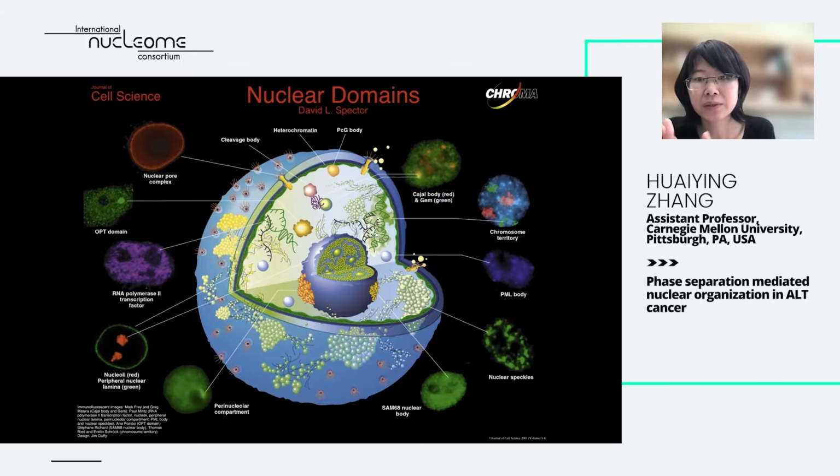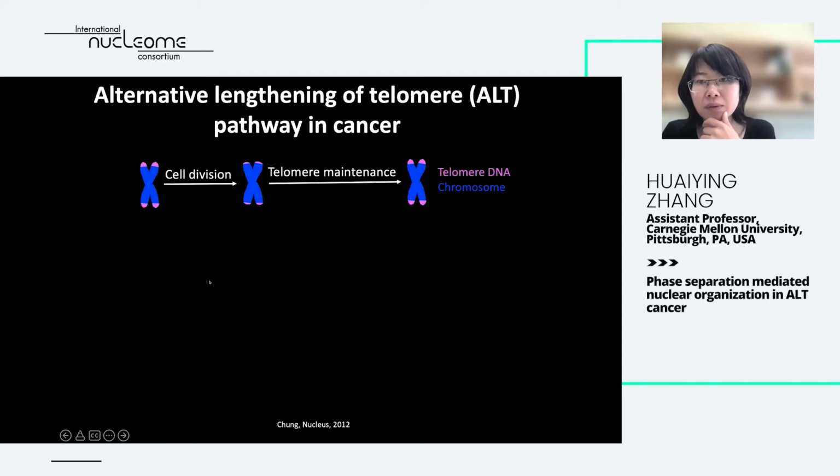Today, I want to talk to you about a story where we focus on the disruption of the PML body, which you see here, in one type of cancer cells. This cancer is called ALT cancer cells because it uses an alternative lengthening of telomeres pathway to maintain telomere length. So telomeres, right, are the ends of the chromosome that shorten with every cell division. When telomeres become too short, the cells trigger cell cycle arrest. So for cancer cells to keep dividing, they have to activate a maintenance mechanism to put the lost telomere back.